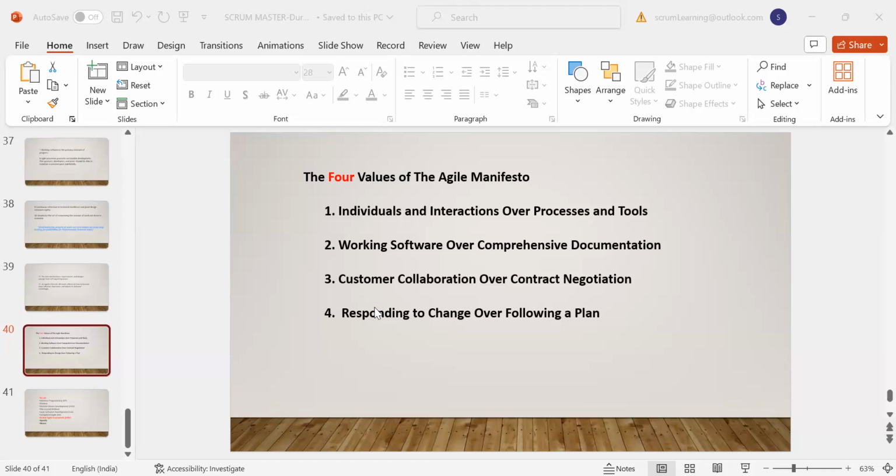If you give 80% to the process and 20% to the individuals, it will not work. That's what it says. You should give more importance to the individuals. Give 80% to the individuals at least, and 20% to the process. If the individuals are happy and more productive, whatever the process may be, they will adapt to it and be able to deliver.